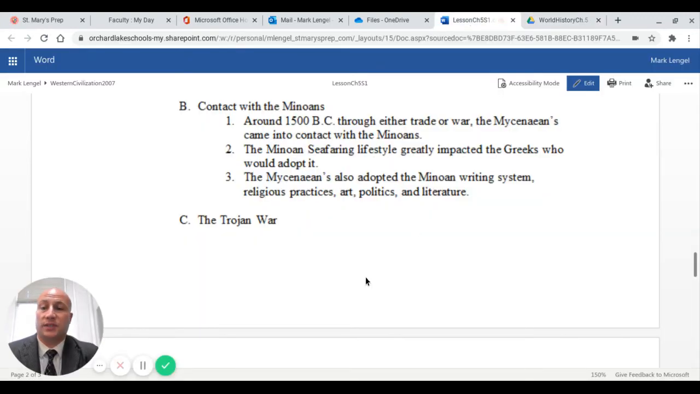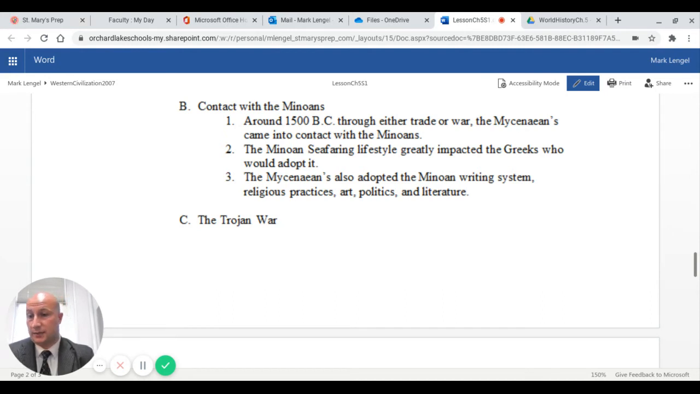Now, the Minoan seafaring lifestyle had a very big impact on the Mycenaeans. They actually adopted that lifestyle. The Mycenaeans also adopted the Minoan writing system, which was a pictograph form. They also had certain letters, like the Greek A, B, C, so on and so forth. The Mycenaeans also then adopted the Minoan religious practice, which was a belief in many gods.